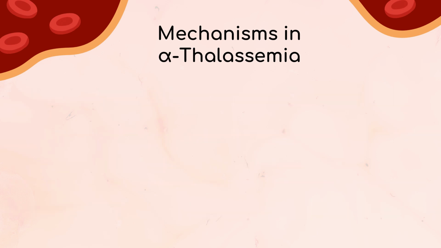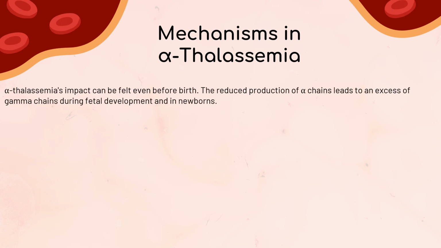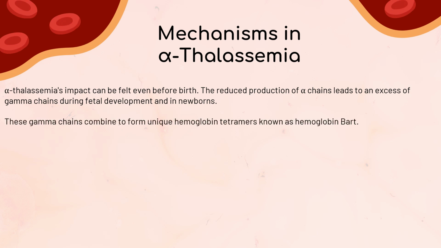Mechanisms in alpha-thalassemia. Did you know that alpha-thalassemia's impact can be felt even before birth? The reduced production of alpha chains leads to an excess of gamma chains during fetal development and in newborns. These gamma chains combine to form unique hemoglobin tetramers known as hemoglobin Bart.